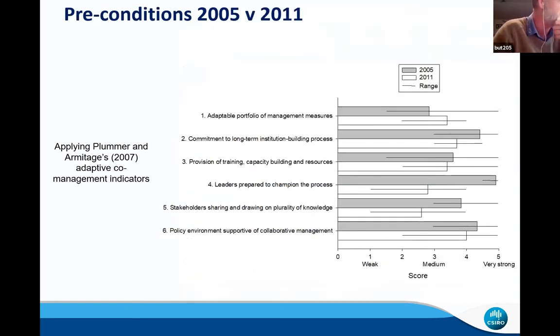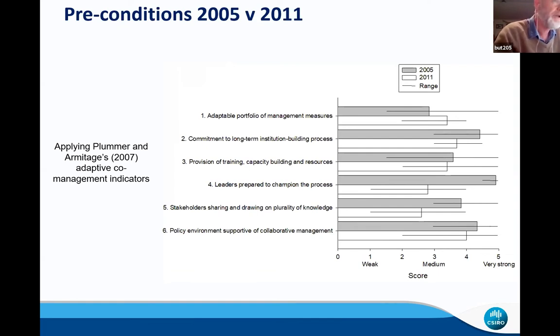And for the precondition indicators, we used, again, Plummer and Armitage's 6 indicators. And in this case, we were able to compare between 2005 when it started and 2011. So we compared the scores that people gave us. And 2005 is in gray and 2011 is in white. And you can see that there were some changes over that period.